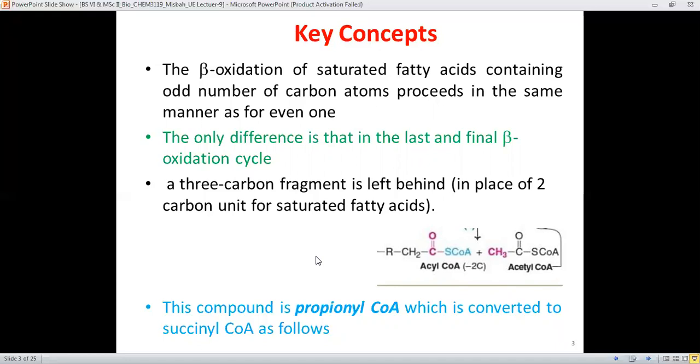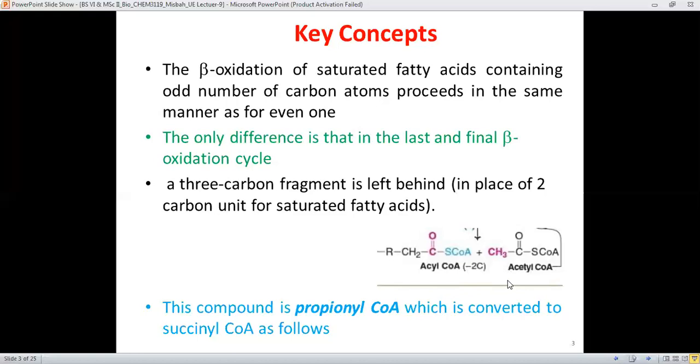But the only difference lies in the very final step of the beta oxidation. In the beta oxidation of even number fatty acids, the end products were acyl CoA and acetyl CoA, and this acyl CoA, which was 2 carbons less than the starting fatty acid, goes on oxidizing until there is production of acetyl CoA, which goes into the citric acid cycle to give ATP.